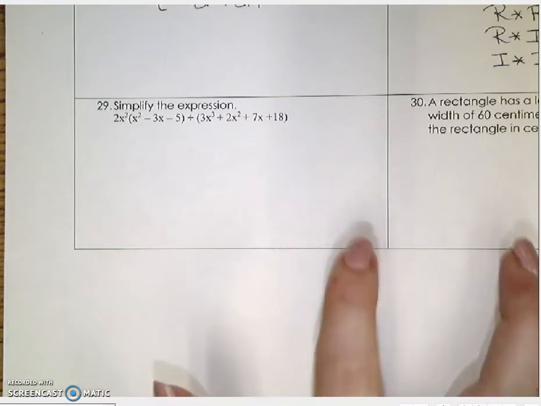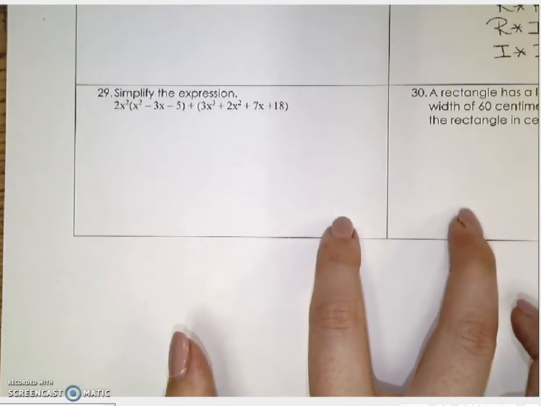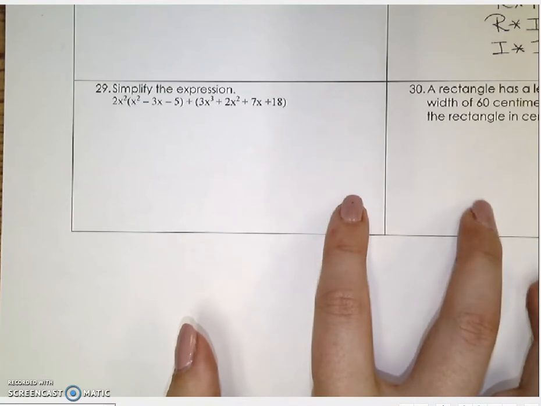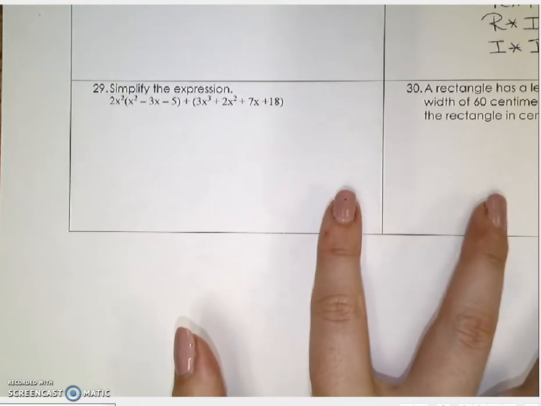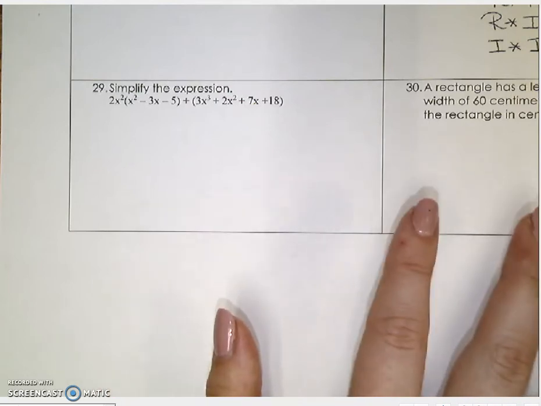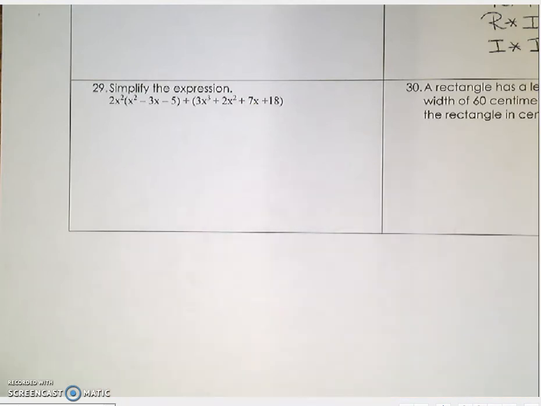Alright, numbers 29 and 30 on your exam are going to be constructed response. So when you're answering these questions, you need to take your time and show all of your work. The more work you show, the more credit you're going to get.